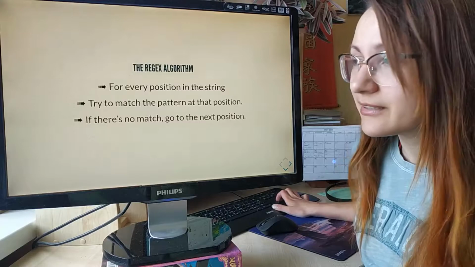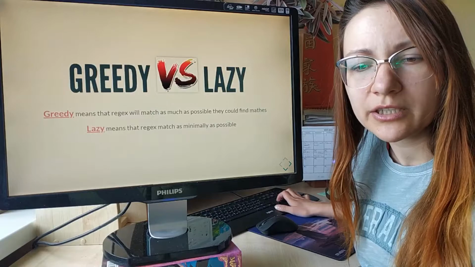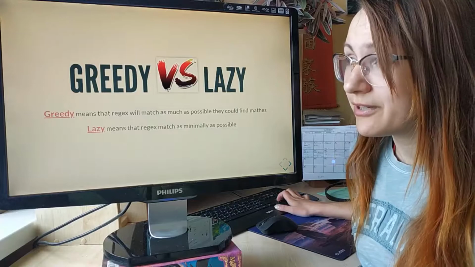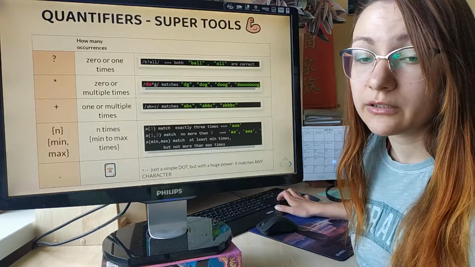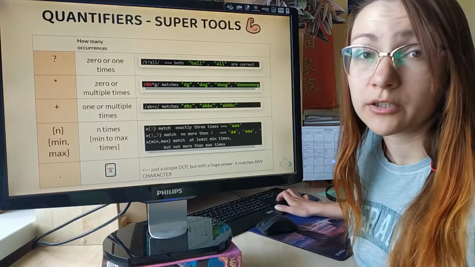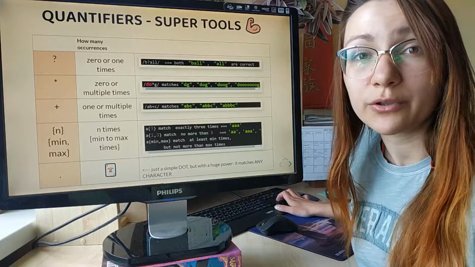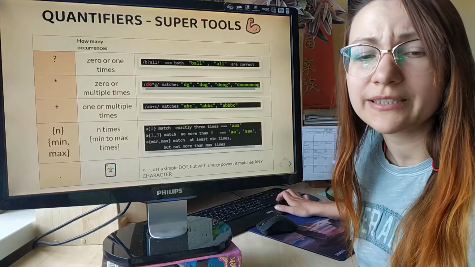Okay, basically this algorithm could be greedy or lazy. Greedy here means that the regular expression will match as much as it can find. The opposite is the lazy one, non-greedy, which means that the regular expression will match as little as possible. Okay, also you should know that it uses super tools, quantifiers. Quantifiers are used after a token and specify how often the preceding element is allowed to occur. The most common quantifiers are the question mark, asterisk, plus sign, and curly braces.